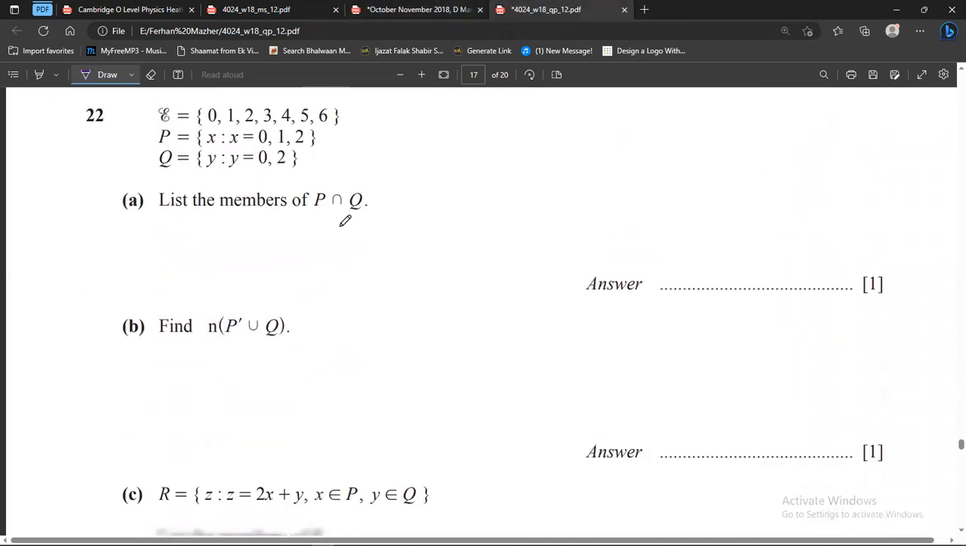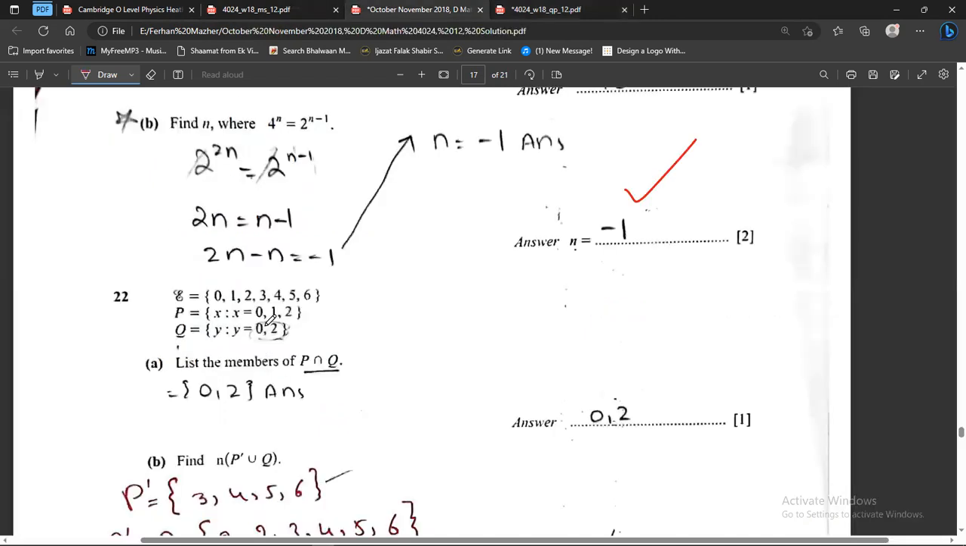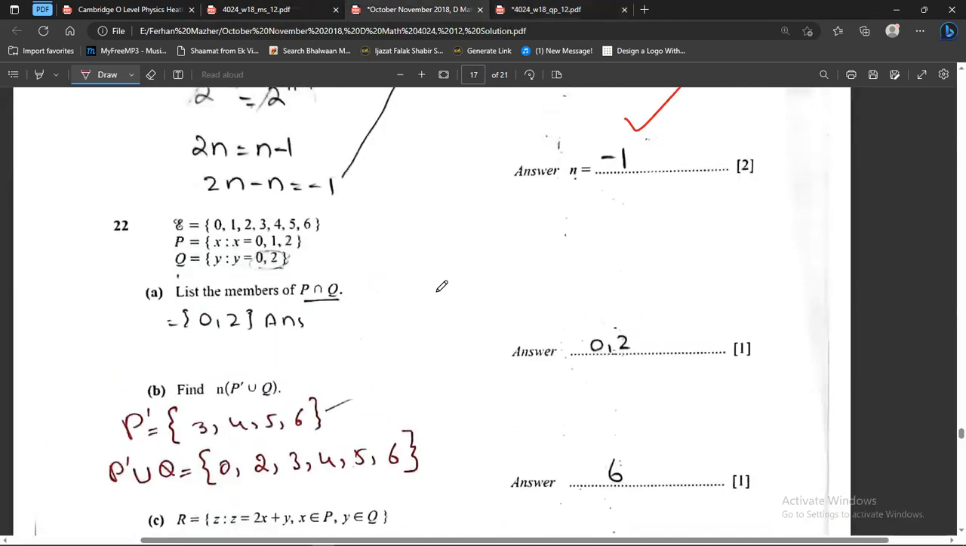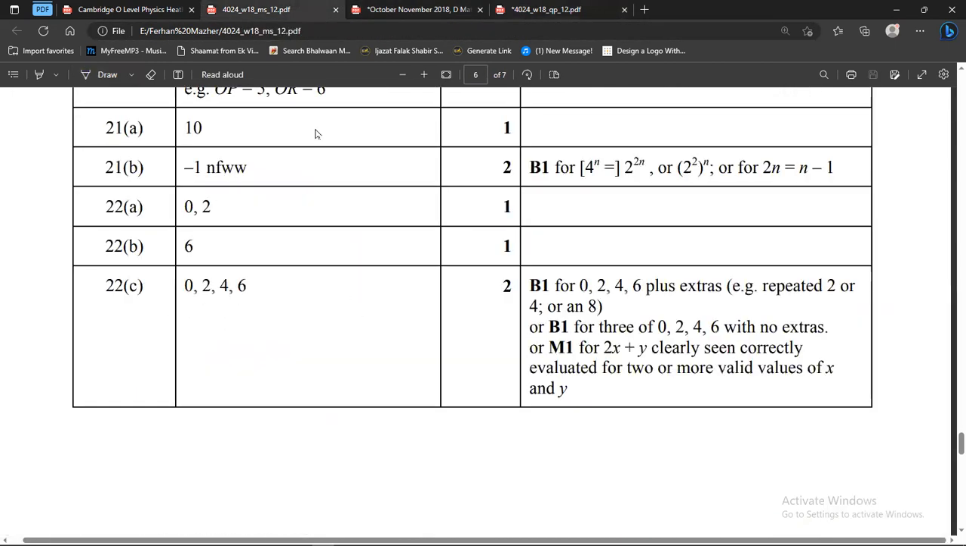Okay, then we have question number 22. He says a universal set is 0, 1, 2, 3, 4, 5, 6. P is x such that x is 0, 1, and 2. And Q is y is 0, 2. And he says list the members of P intersection Q. What is the common between these two? That is 0 and 2. 0 and 2 is the right answer, sir.